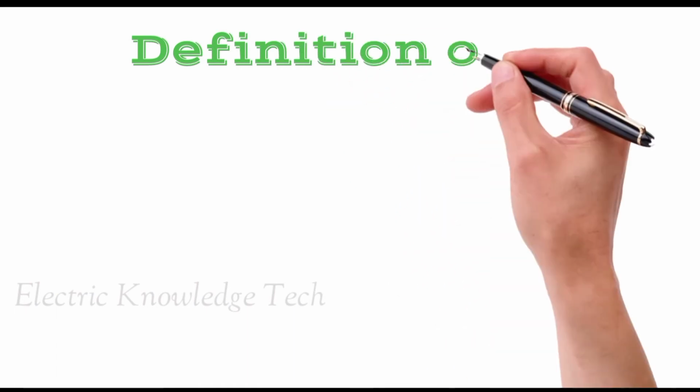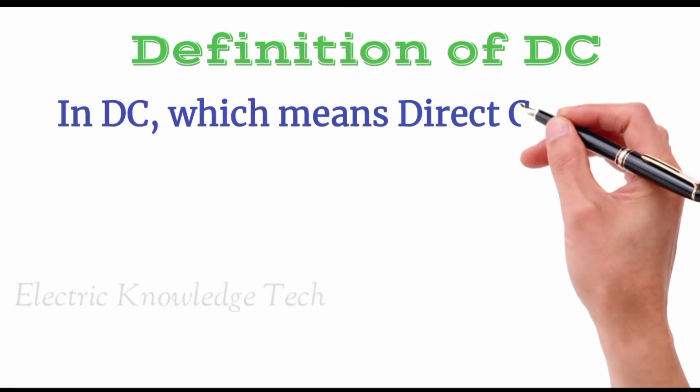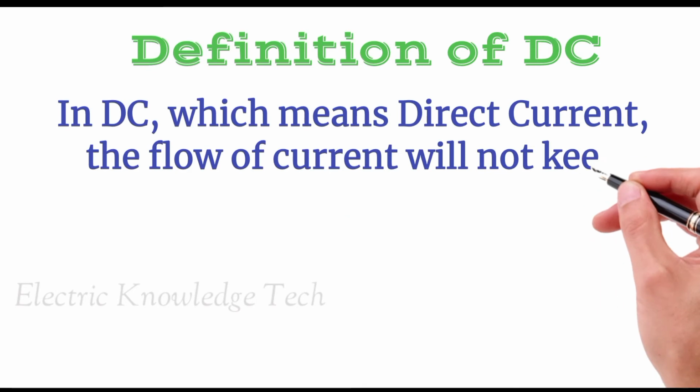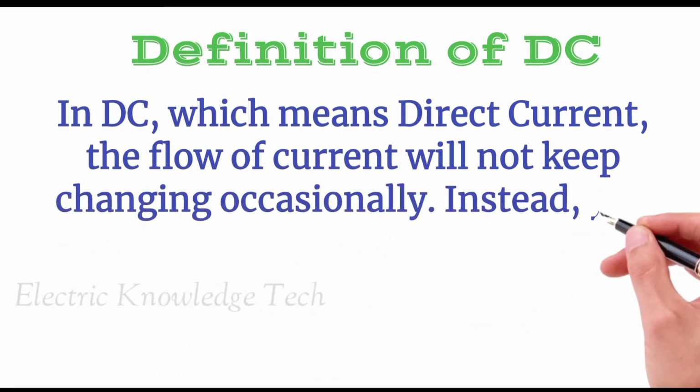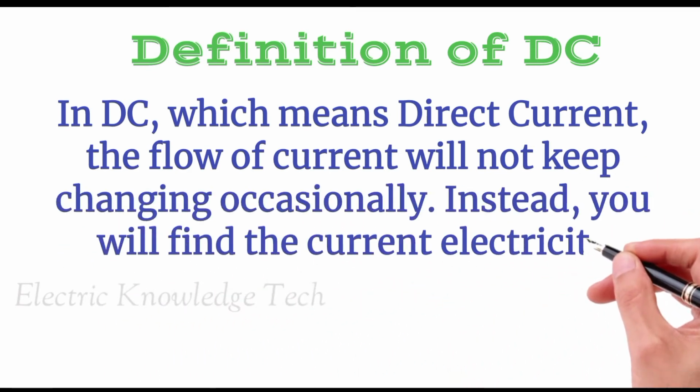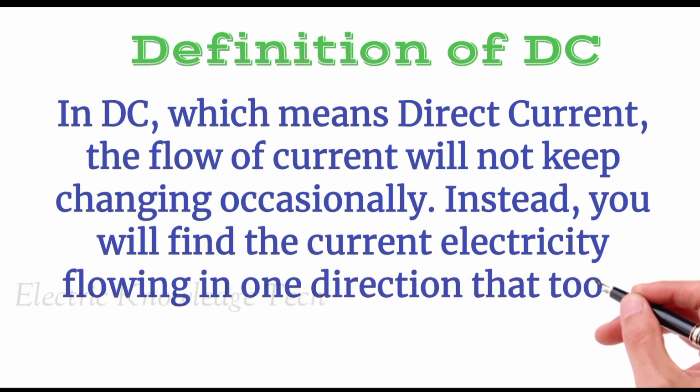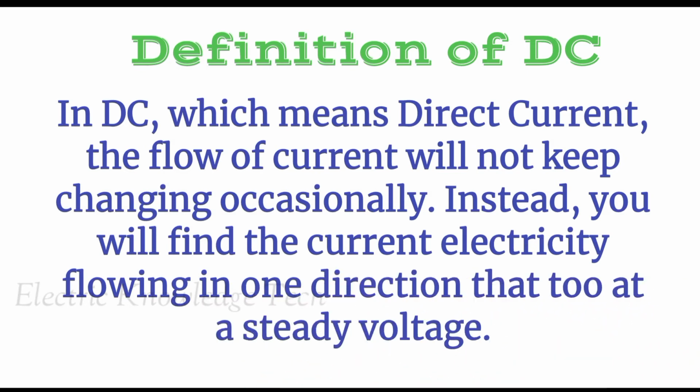Definition of DC. In DC, which means direct current, the flow of current will not keep changing occasionally. Instead, you will find the electric current flowing in one direction, that too at a steady voltage.